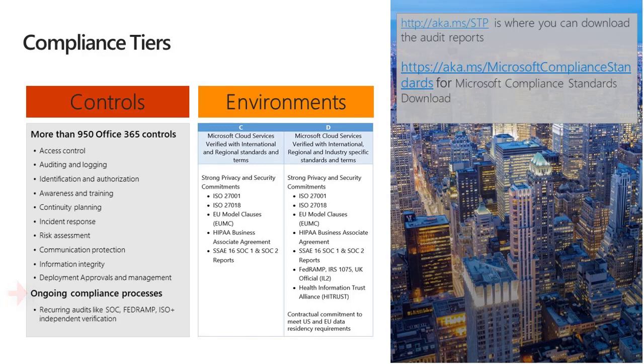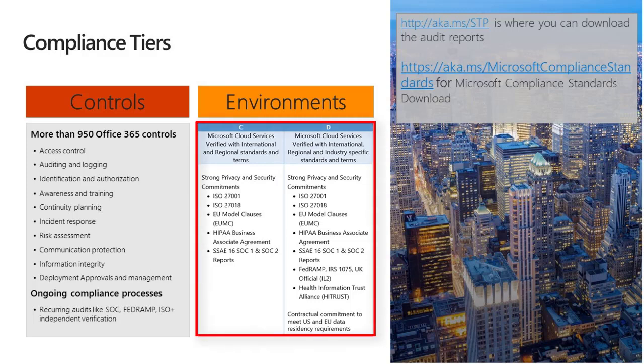Now, the environments are interesting. As I mentioned, I'm not going to talk about tiers A and B. The key thing is that we have tier C compliance and we have tier D compliance. And D is a superset of C.